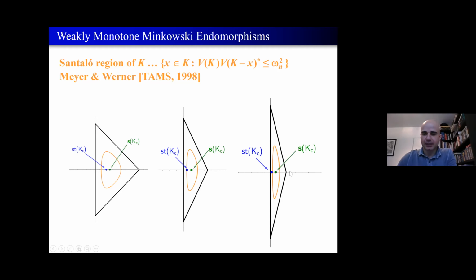And if you make this triangle more and more flat, what happens is not only that the Steiner point leaves the Santaló region, but it gets so close to the origin that when you take the polar with respect to the Steiner point, the volume of the polar body will blow up, and you get the result from the previous slide.